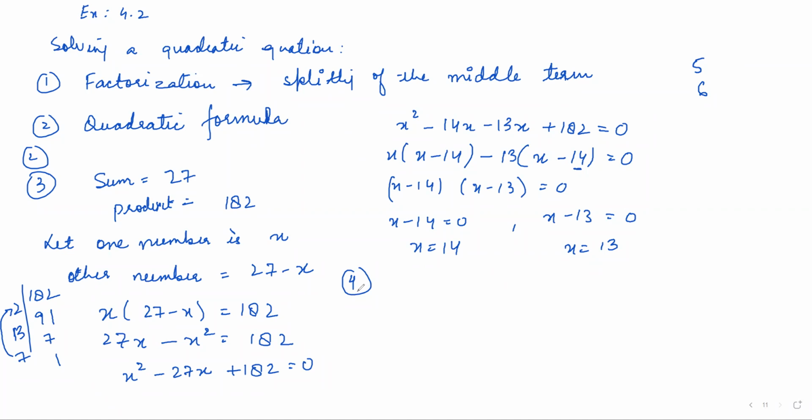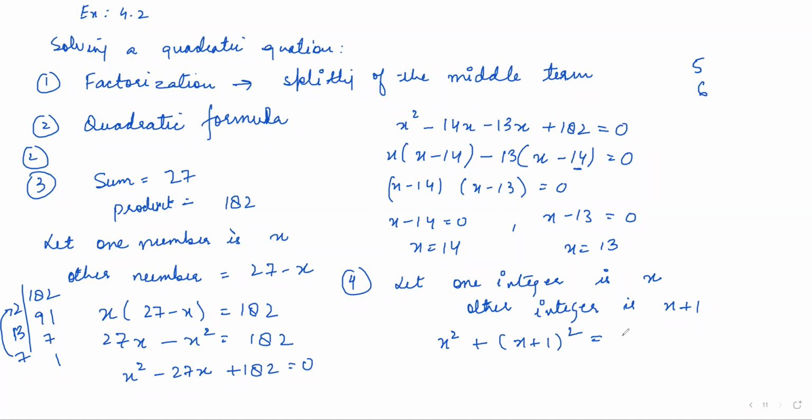So find two consecutive positive integers. Let one integer be x. So what will be the other one? x plus 1, just the next one. So the other integer is x plus 1. These are the two integers, the sum of whose squares is 365. So that means x square plus (x plus 1) whole square is 365. That's it. I'm not solving it.